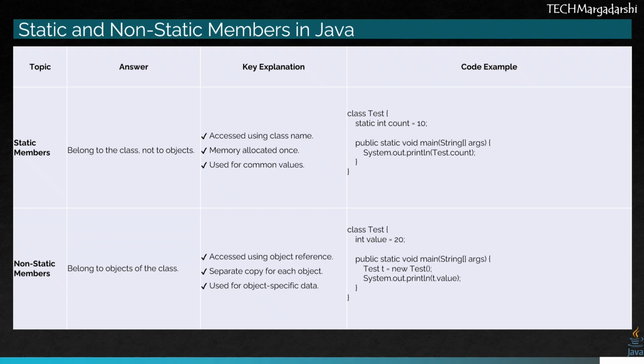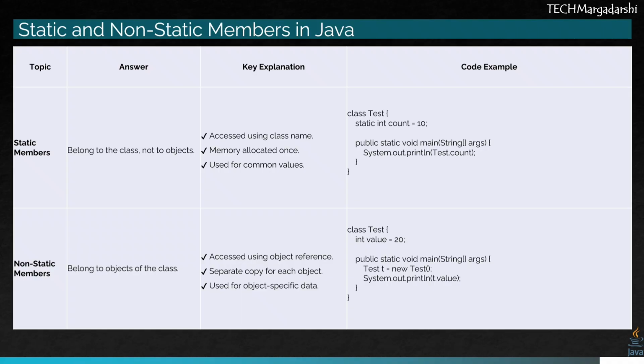Now look at the first code example. Here, we have a class named Test with a static variable called count. Inside the main method, we access this variable using the class name like this, Test.count. This shows that static members do not require an object to be accessed.